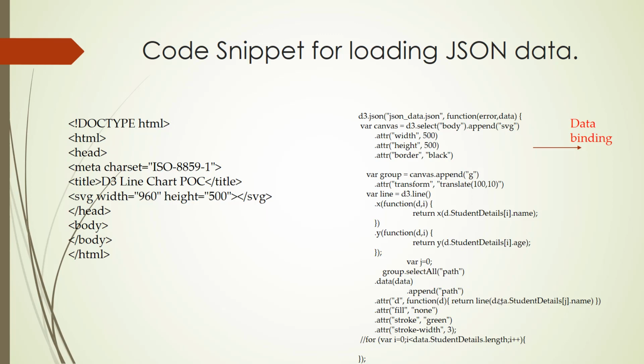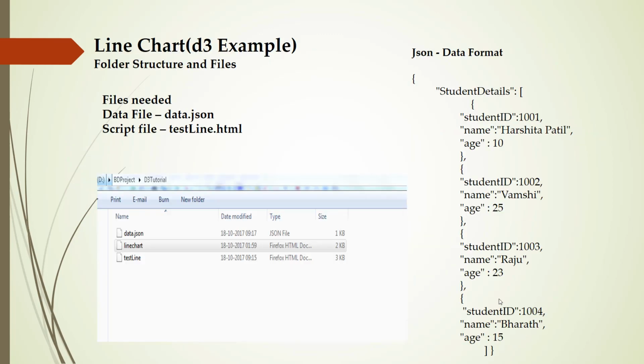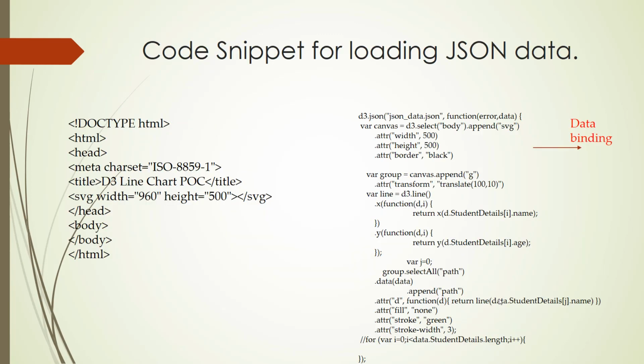So the left side is a typical HTML format, and towards the right we have a JSON file which is being loaded, and the data binding is happening using d3.json. And the canvas.append is where we are appending the SVG elements to it, and we are going to read through the function format of the student details, which have three properties: ID, name, and age. We'll be plotting the name on the x-axis and their respective age on the y-axis.